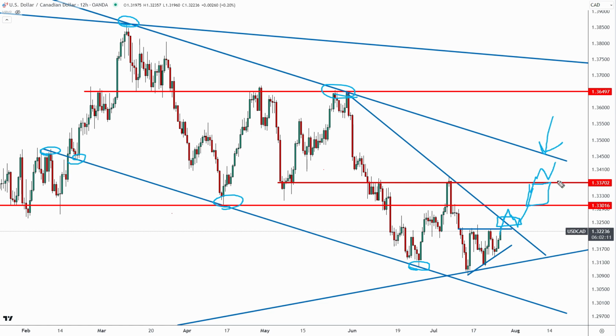Okay, so I do like this market higher. I do think that we are likely to see the dollar versus the Canadian dollar break higher. Okay, break above this level up here, maybe consolidate for a bit up here in this area before it can break out between 1.33 and 1.337 to target the top of this channel.